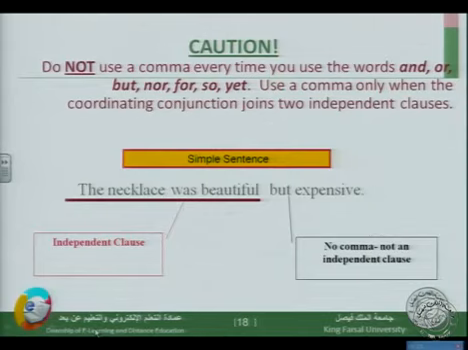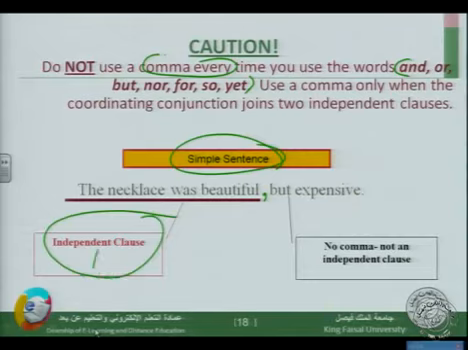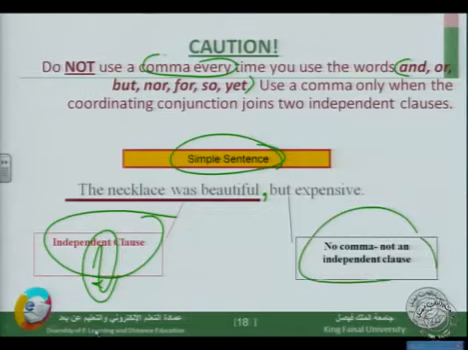يعني مثلا هذه الجملة, the necklace was beautiful but expensive. لاحظوا ما هذه but لكن ما وضعنا comma. Why? Because this simple sentence has only one independent clause. لكن if we have two independent clauses, we can use these words, these coordinators, and we should use the comma. So this is a simple sentence that has only one independent clause, so we don't use a comma with it.